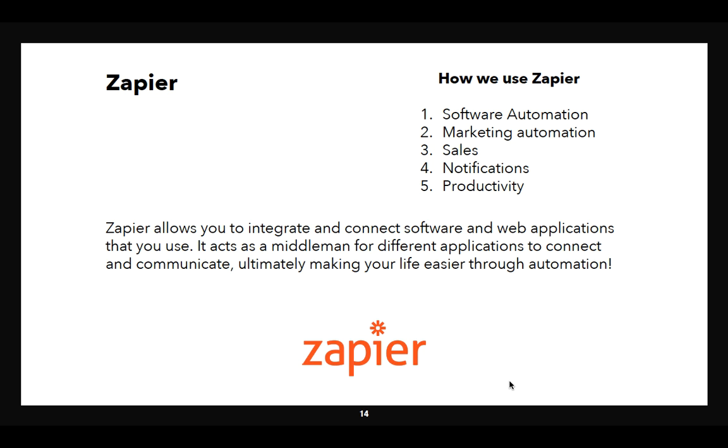internally and externally. How we use Zapier is, of course, software automation, marketing automation, sales, notifications, and productivity. So you can integrate and connect your software and different web applications that you use. It acts as a middleman, as stated, for different applications to connect, communicate, and ultimately make your life easier through marketing automation. So this tool in particular, I definitely urge you guys to take a look at the course, because if you understand how to use Zapier, it's going to definitely change the way that not only you do business, if you are in business, but you can use Zapier for so many different things, whether you are blogging, freelancing, or have a company, product, service, etc.